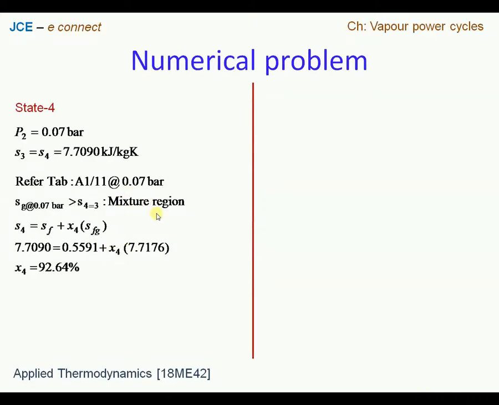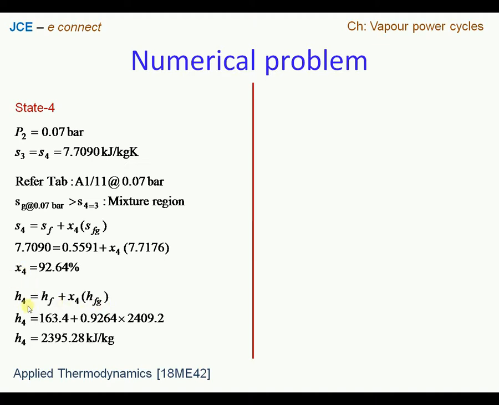So we found that it was a mixture region, since the state was inside the dome at state point 4. We apply the equation S4 is equal to SF plus X4 into SFG, and S3 is equal to S4, so we have the ready-made value here, that is 7.7090 is equal to the SF value from the data tables at 0.07 bar, which we note down, plus X4, which is unknown. The dryness fraction, also called quality, we don't know, and the SFG value from the pressure of 0.07 bar we substitute. The only unknown here is X4. Rearranging this equation, we get the value of X4 as 92.64%. This value we are now going to substitute in the enthalpy equation.